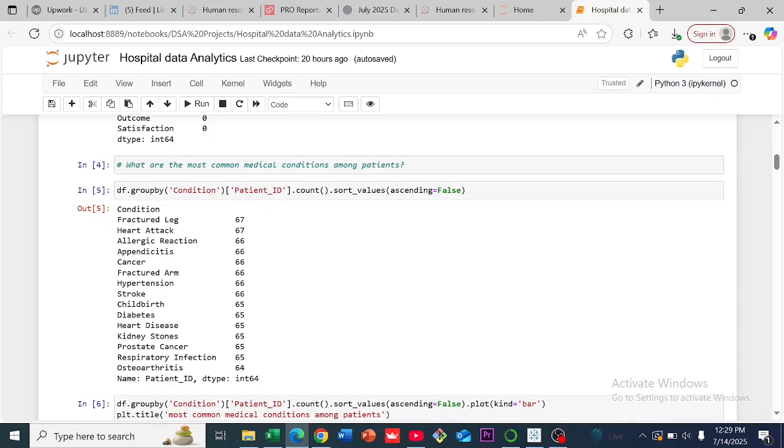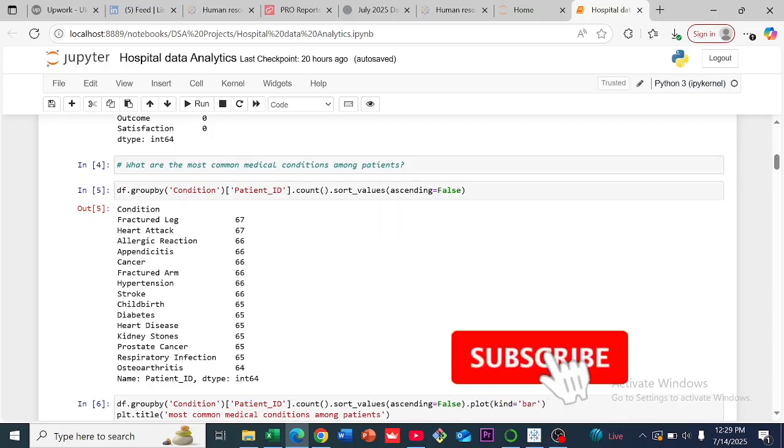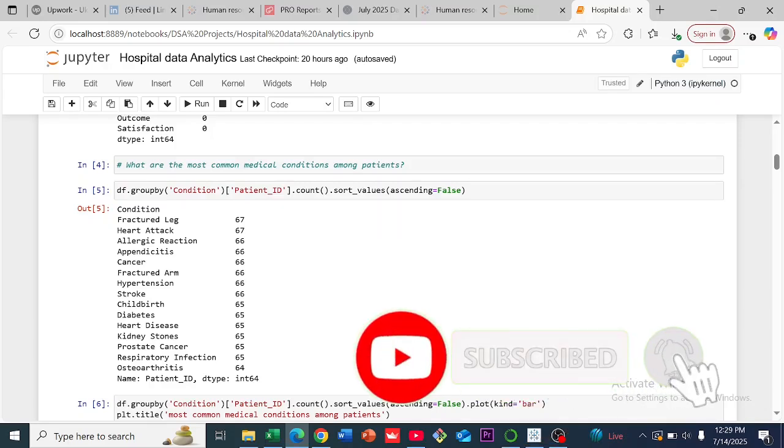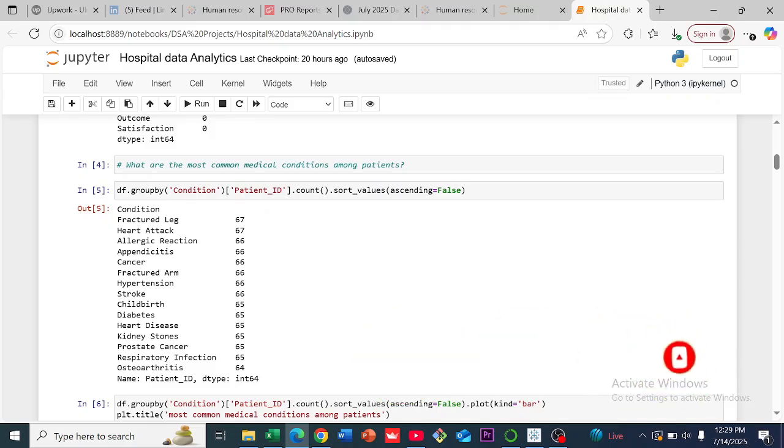So the dot group by method is a powerful tool for data analysis, and it helps us to split our data into groups based on one or more criteria. The criteria we are using here is condition. We want to split our data set into these various conditions, right? And when we are done with that, we'll be counting the number of patient IDs in each of these groups, or in each of these conditions.